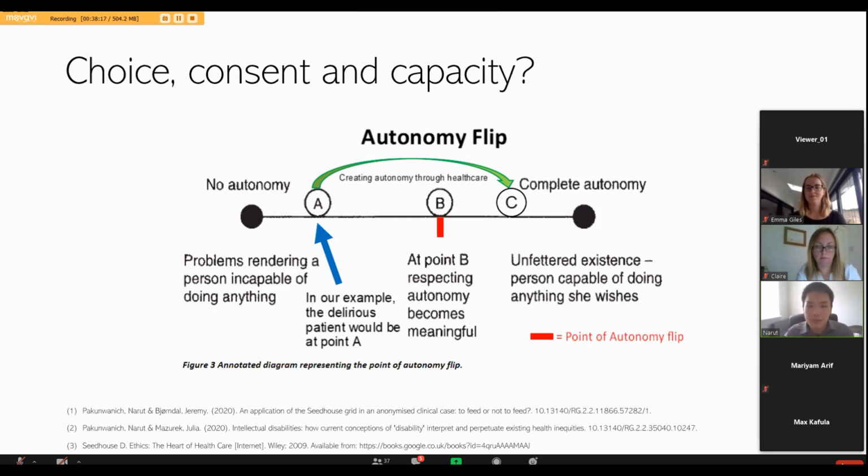And so we would treat them until their physical and mental health condition improved to the point where it surpasses the flip, where at that point, okay, right, they have informed decision, they have the capacity, and they really know what these consequences are. And so at that point, we should respect their autonomy. And this has been widely discussed.